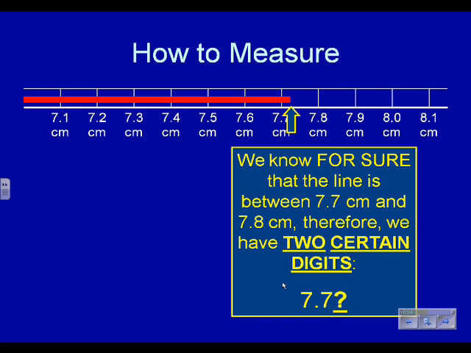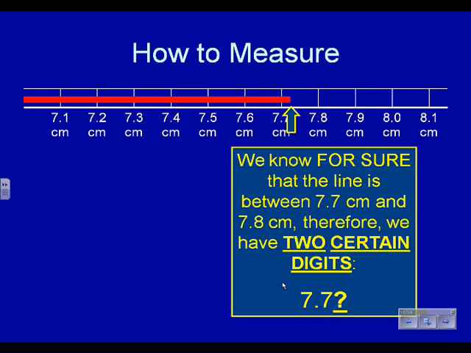What changed? My ruler's different. I have more markings on the ruler. If I have more markings on the ruler, I can tell the length of that line to a greater degree of certainty because I have more definite markings of where certain measurements are. So in this case, I have two certain digits.